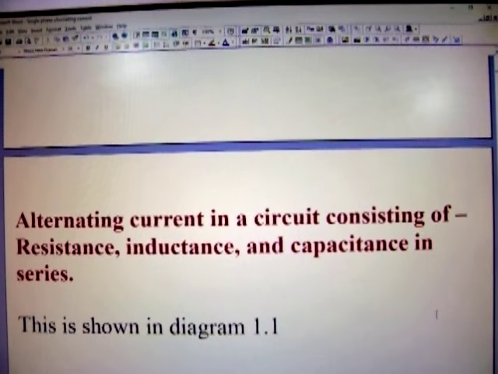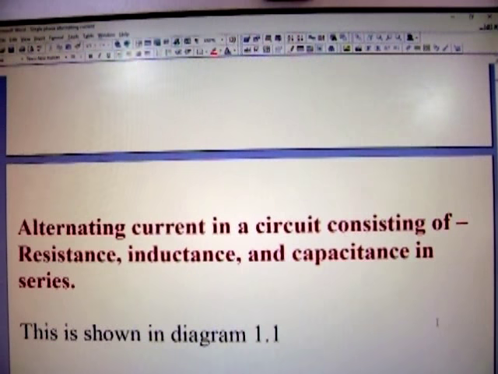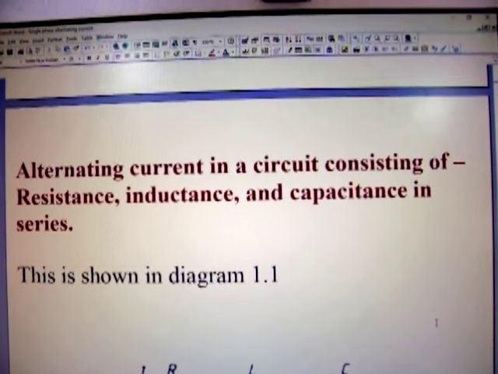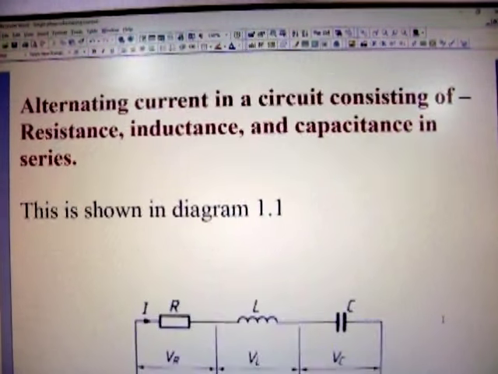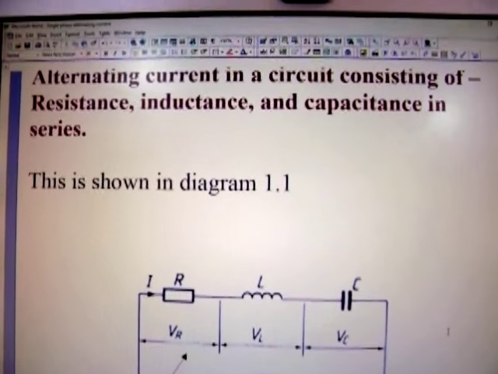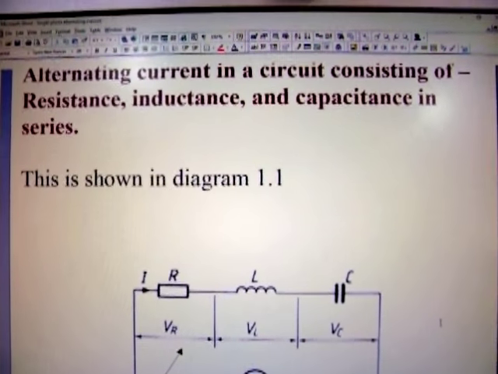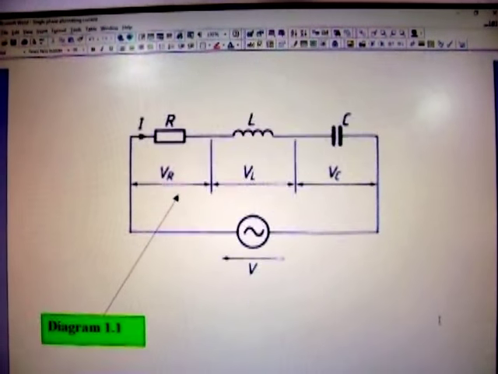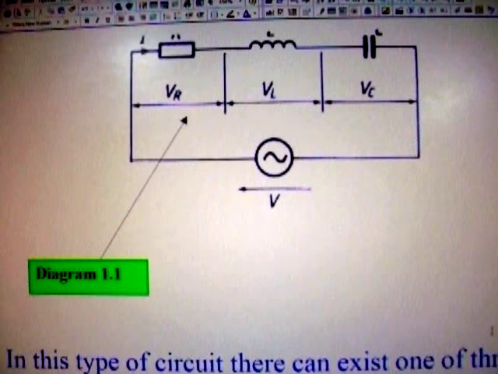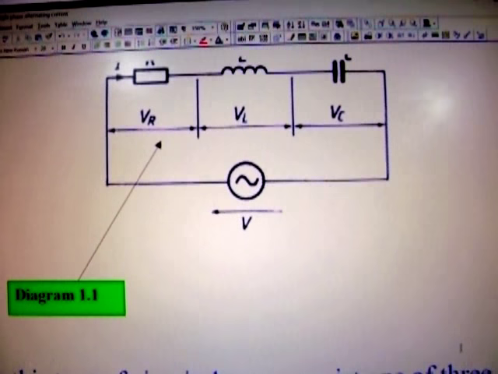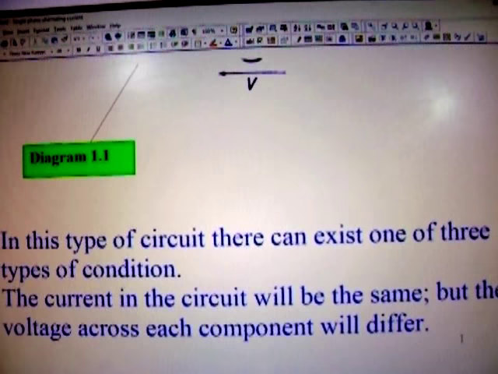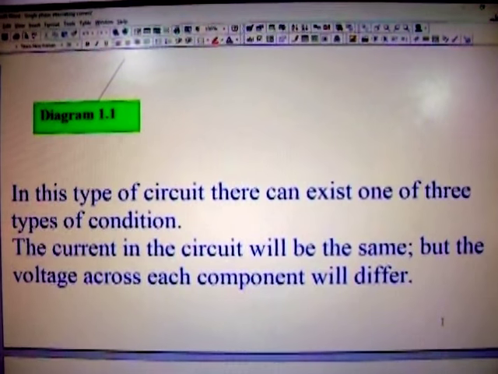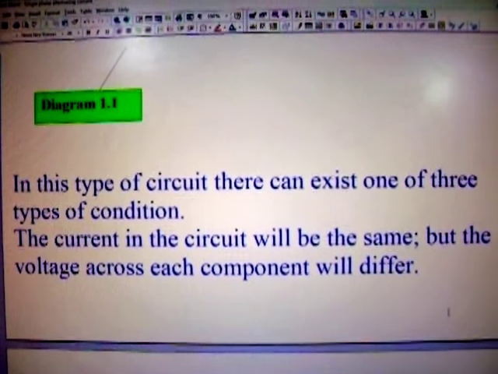Now, alternating current in a circuit consisting of resistance, inductance and capacitance in series is shown below in diagram 1.1. Now draw out the diagrams. Don't assume that you will know it offhand. It is not a guessing game. You must draw out the diagrams.